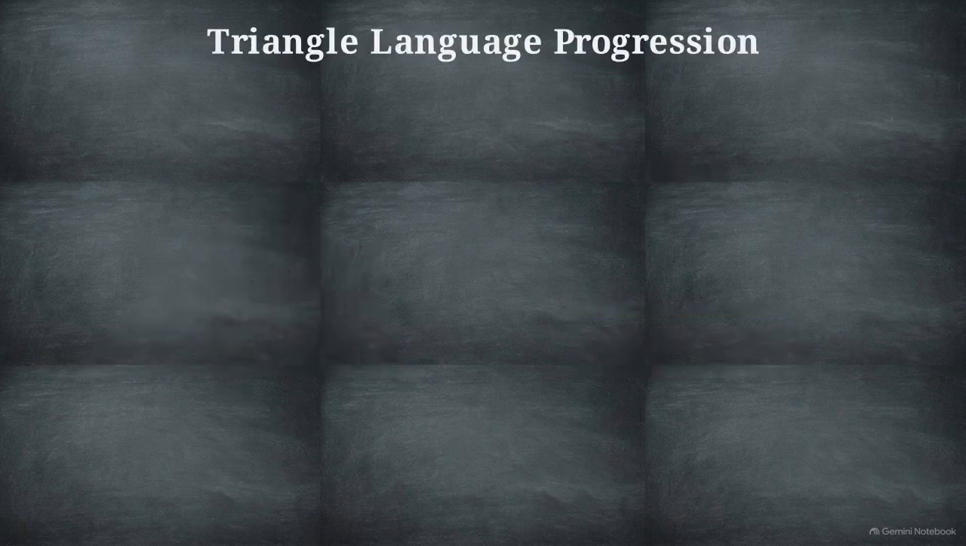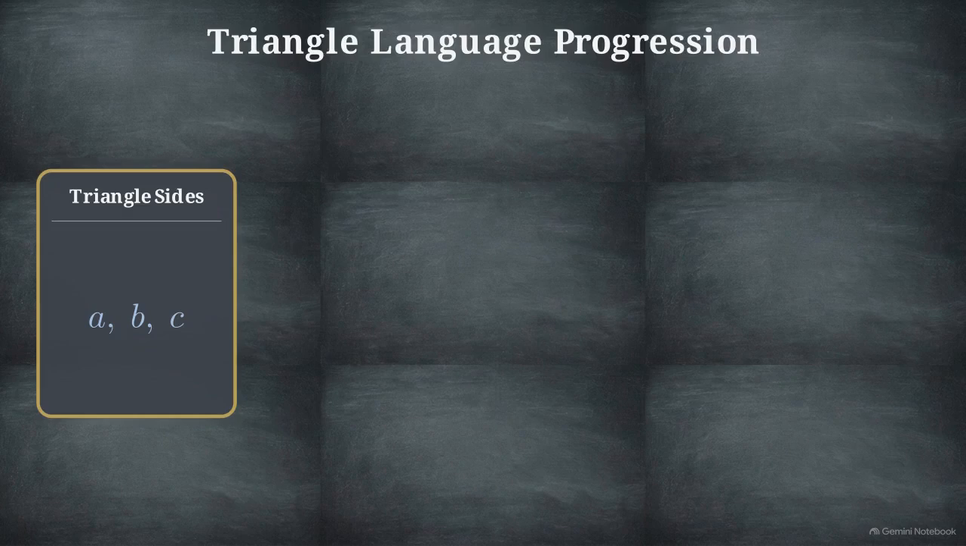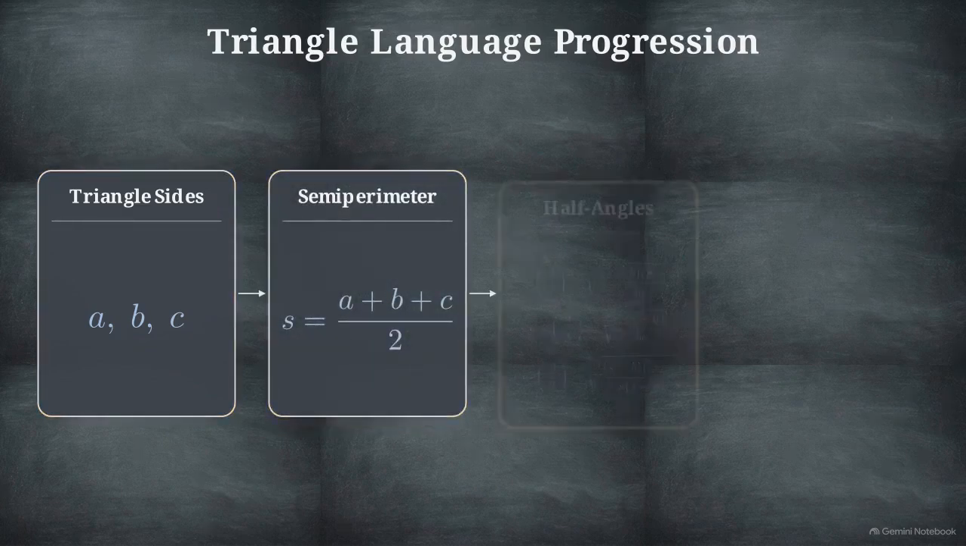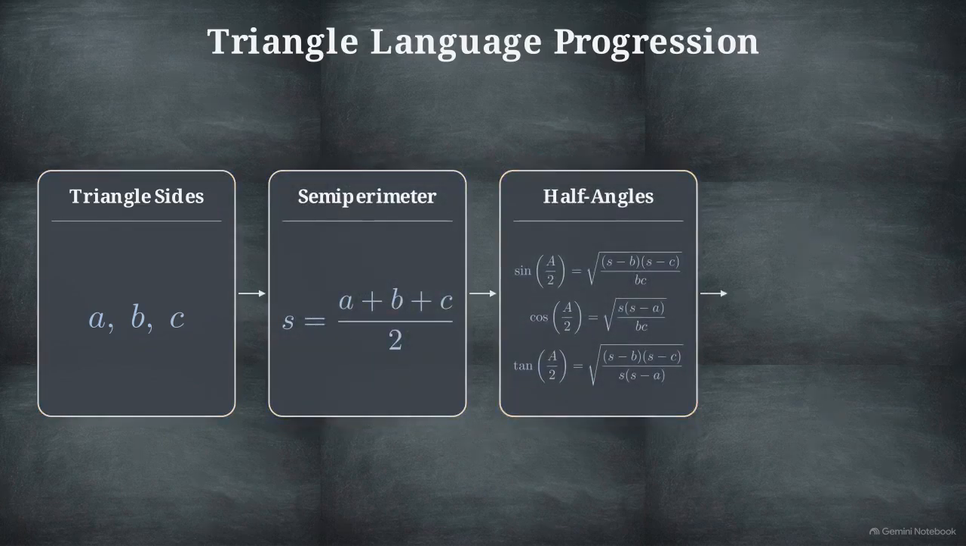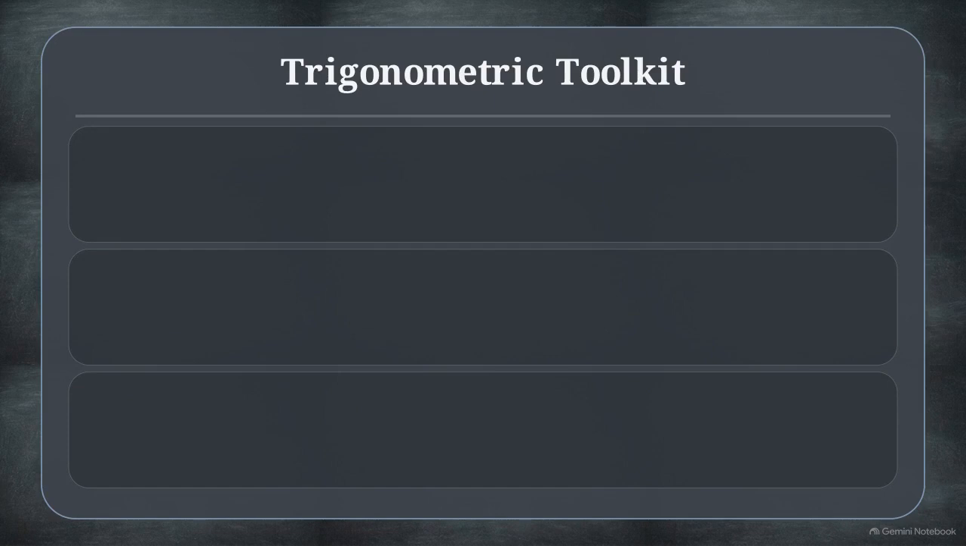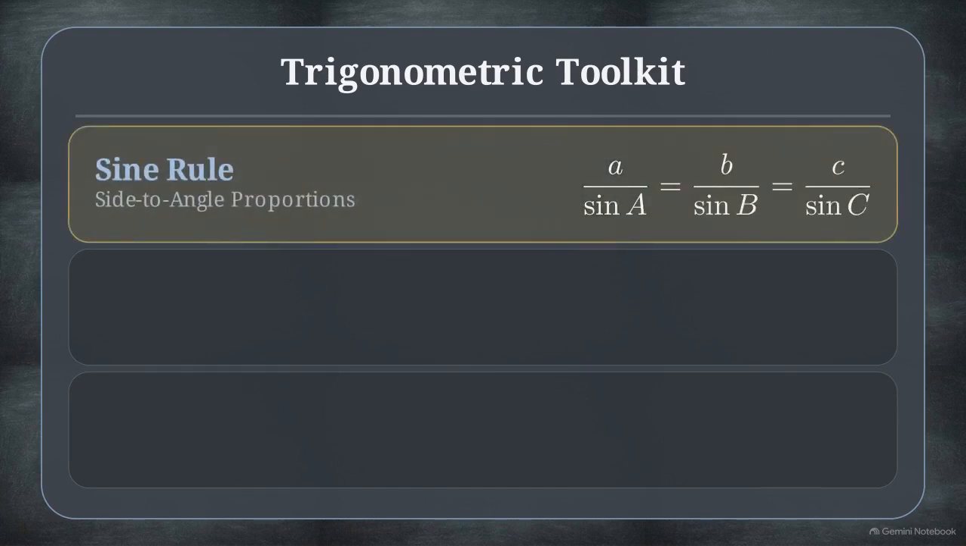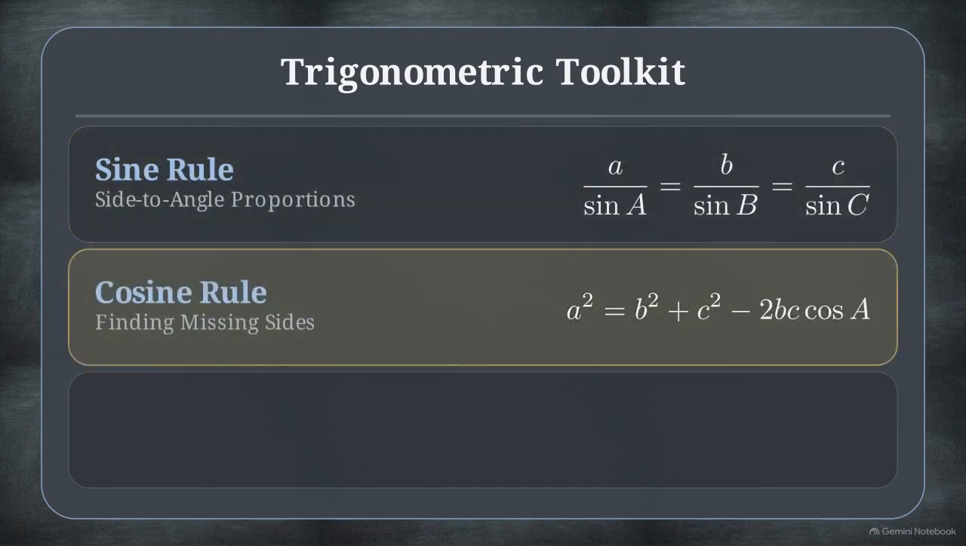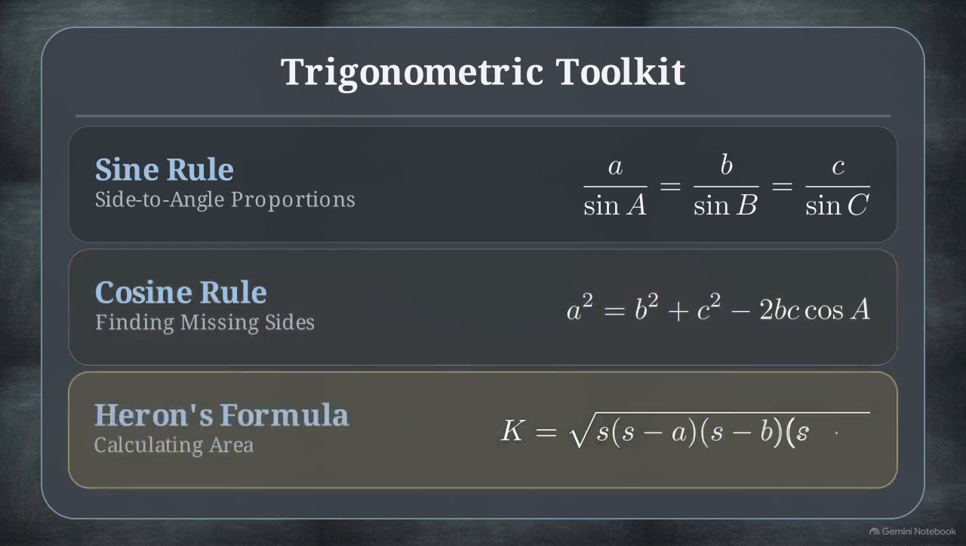This flowchart shows the logical progression of the triangle language. The side lengths define the semi-perimeter. That value determines the half-angles, and the half-angles define the total area. Most triangle problems can be solved using these three primary tools. The sine rule handles side-to-angle proportions. The cosine rule finds missing sides, and Heron's formula calculates the area.